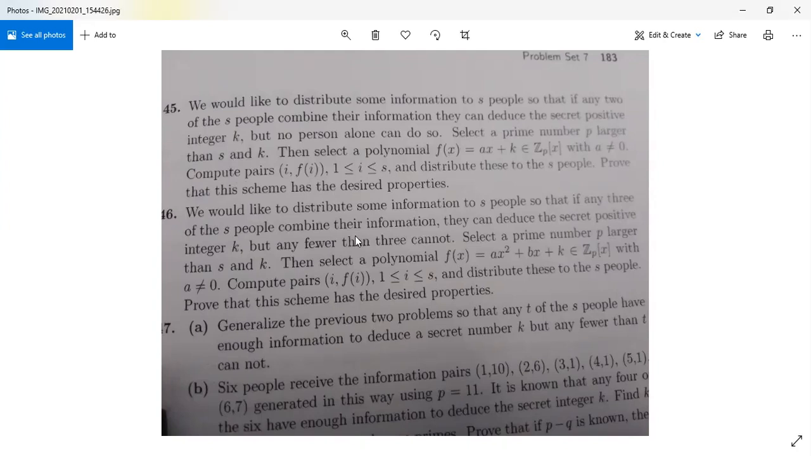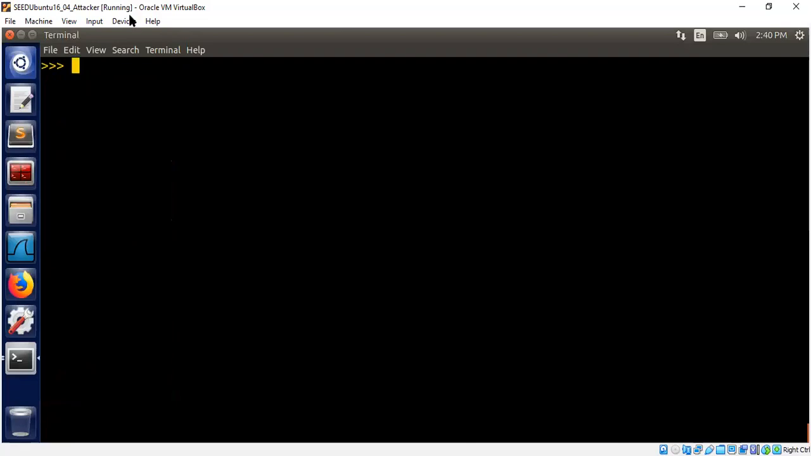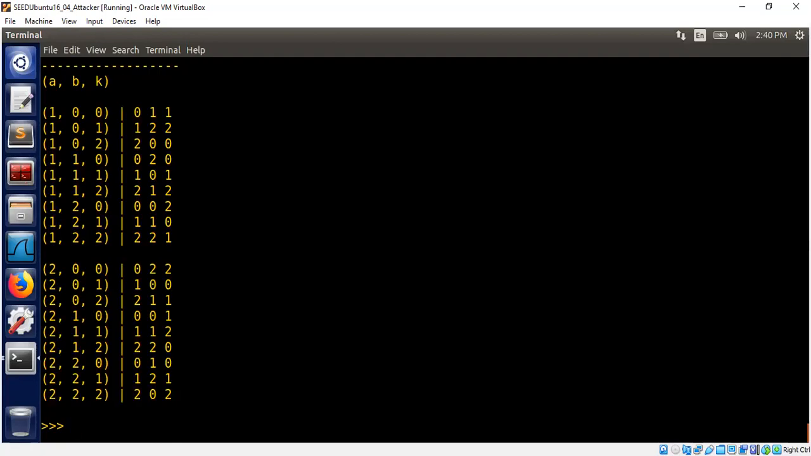Let me first give some basic overview of this polynomial f of x equal to ax square plus bx plus k in mod p. Why does this polynomial have this property that you need 3 points to uniquely determine the polynomial? Let me show you an example and then we can talk about the solution. So what I'm going to show you is a very simple scenario where the polynomial is instantiated with the prime p equal to 3. I wanted to first print that for you so you can see what happens.